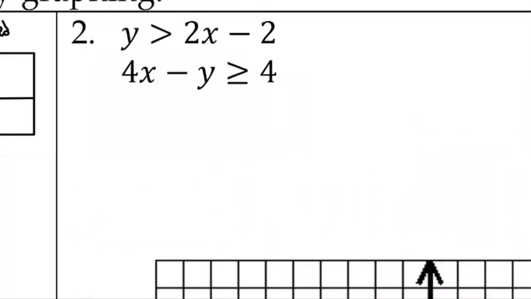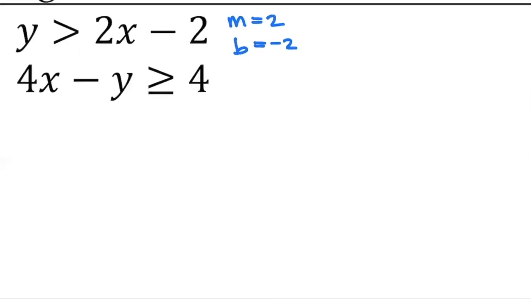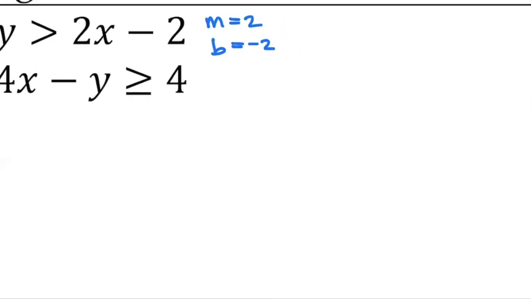All right, now for number 2, same idea. I'm going to use 2 different colors. But if you notice, your top equation is already solved for you in slope-intercept form. So our slope here is 2. We have a b value of -2. And then, based on our inequality sign, this is going to be a dashed line. And because it's greater than, it's going to be above.